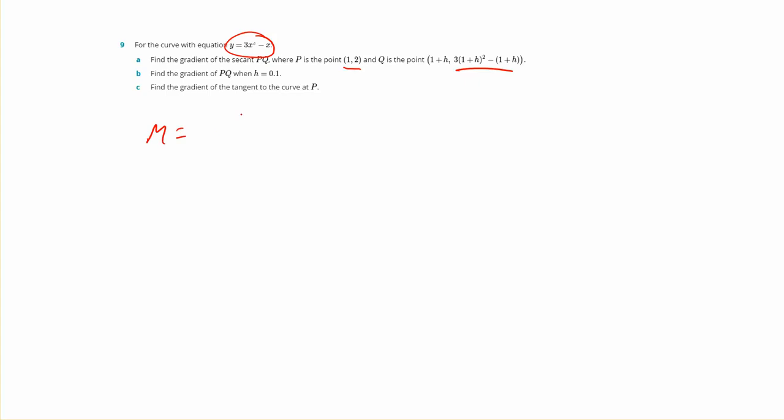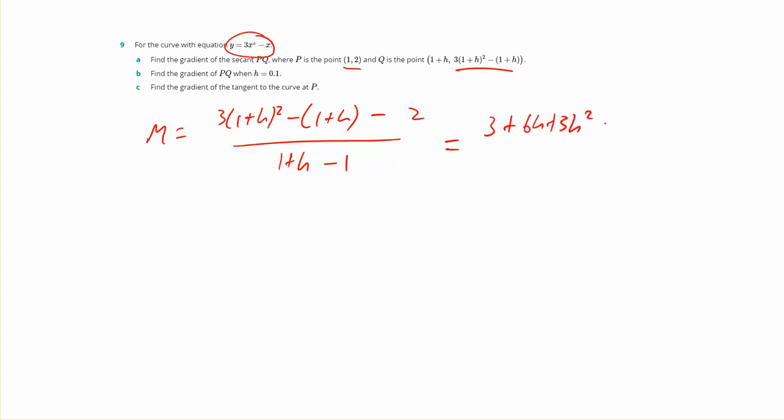You're just going y2 minus y1 over x2 minus x1. Okay, so let's expand and simplify. So if I expand the quadratic, I get 1 plus 2h plus h squared. If I multiply that by 3, I get 3 plus 6h plus 3h squared. I've got a negative 1 on the second bracket, so negative 1, negative h, negative 2 minus 1. 1 plus h minus 1 is just h.